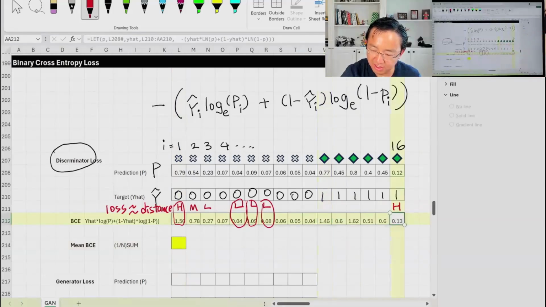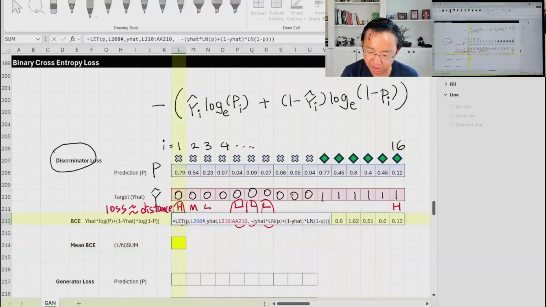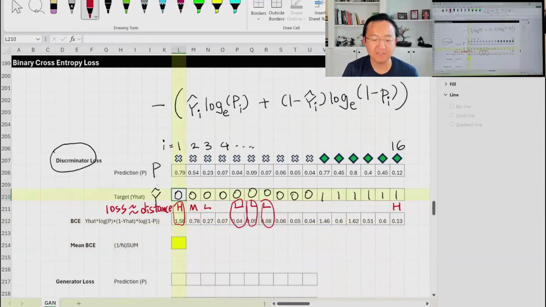So this side somehow is not correct. Let me just check my equation one more time. Oh, I see. I haven't really put in this number. So these are 0, 0, 0, so everything is 0 here. Let's just type it in: 1, 1, 1, 1, 1, 1. Okay, now it works. So this high one is 213, and this low one is like 0.26.